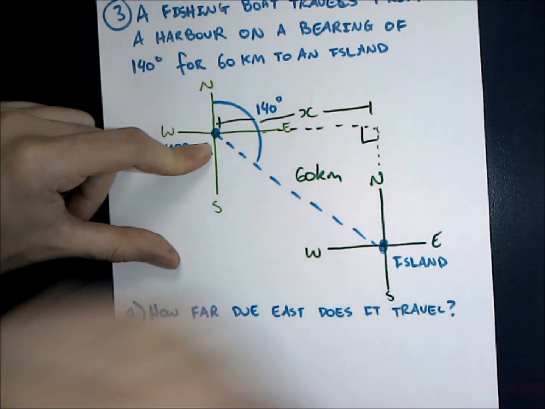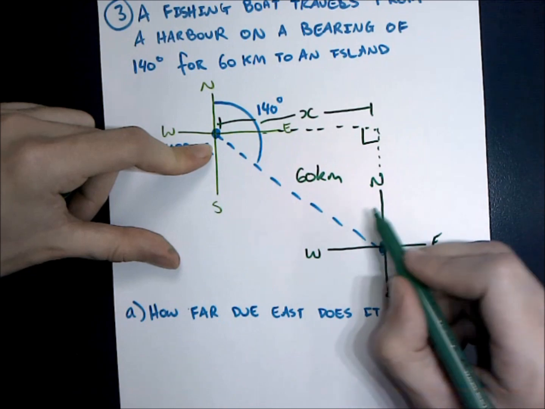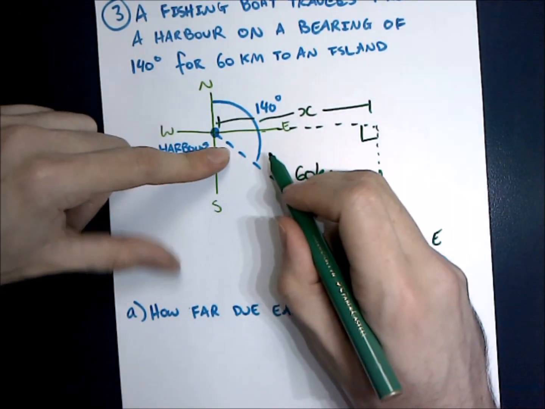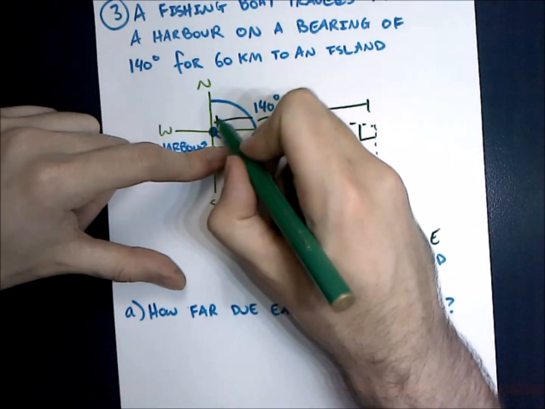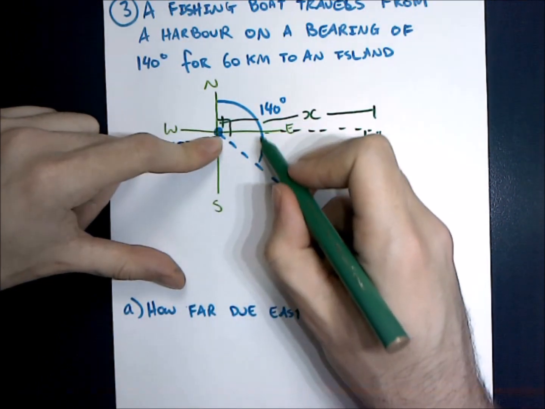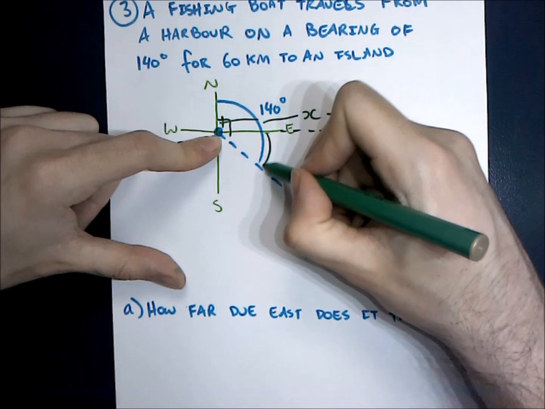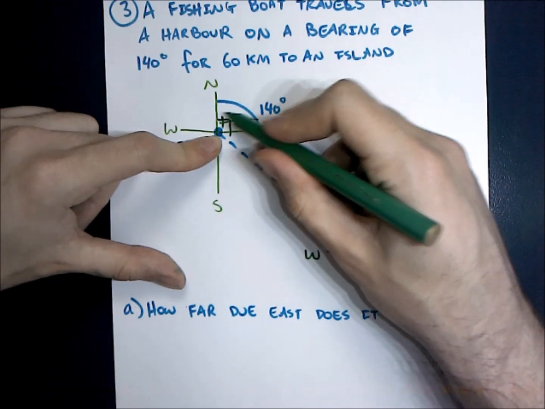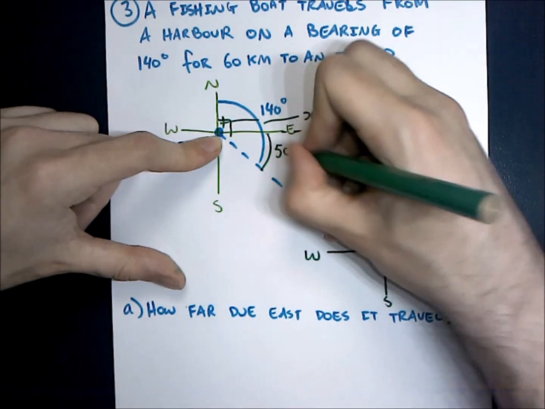Now, in order to use my trigonometric ratios, I need to have either this angle here or this angle down here. I have no information about this one down here, so I'm going to look up this way. It's 140 degrees from here down to here, but I know that there's a right angle here, so it's 90 degrees to go from north to east. So that angle there is going to be the 140 degrees. Take away this right angle, which is going to leave me with this bit. So that means this guy in here is going to be 50 degrees.